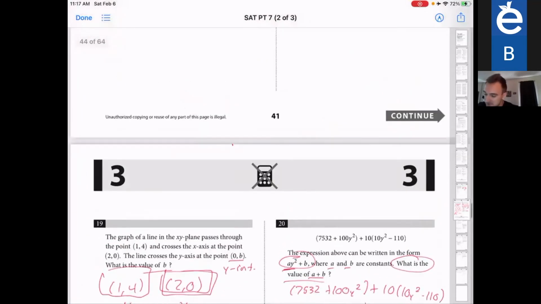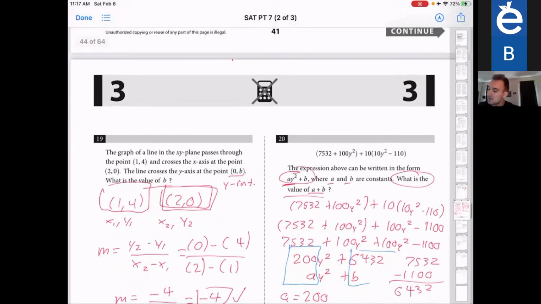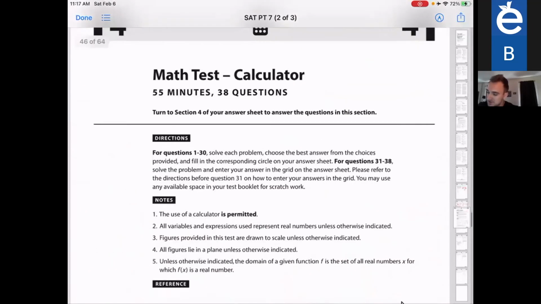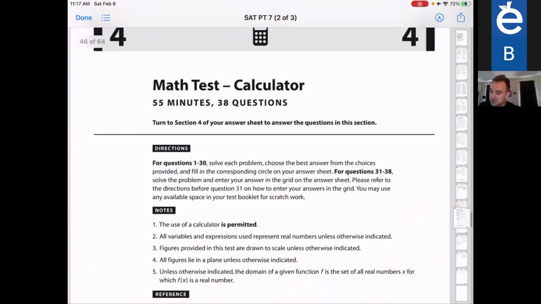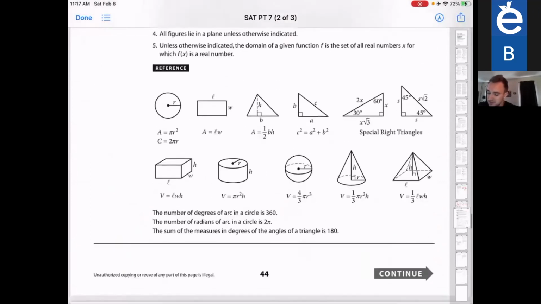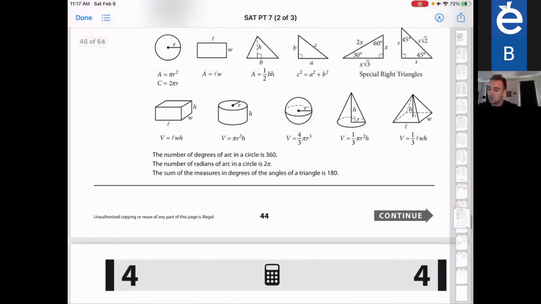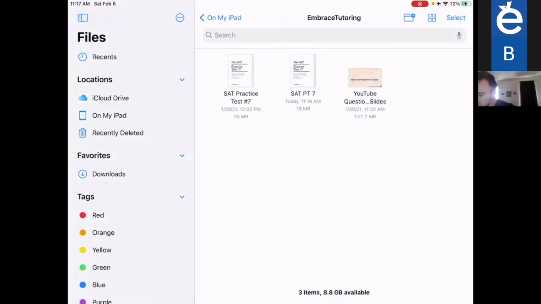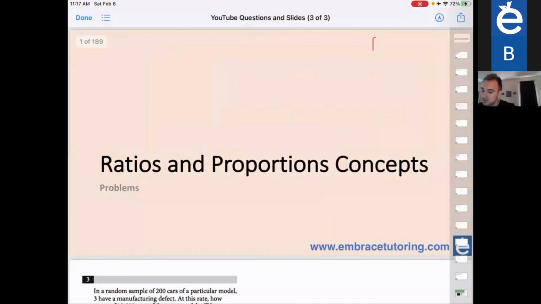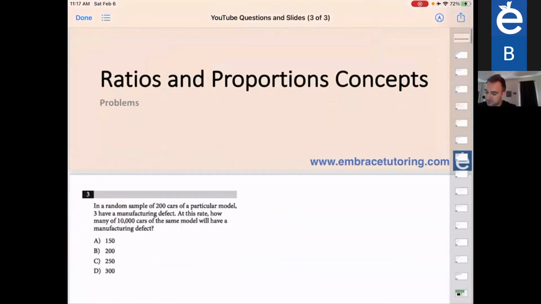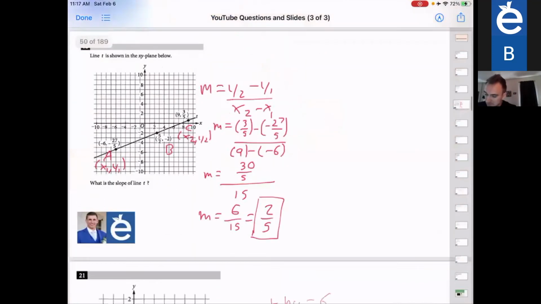All right. So that finishes up section 3. We'll move on to section 4. Not just yet, there's a lot of questions here, 38 questions. This is also the calculator section. We'll jump right now to the slides, these problems. There are a couple topics in here I wanted to touch on. Let's see if I can find them in here.